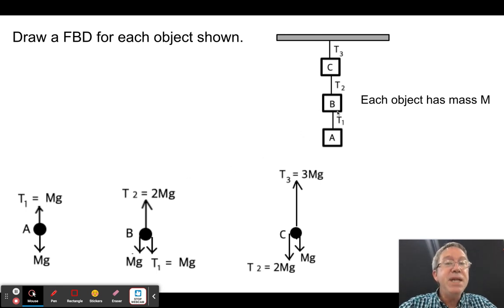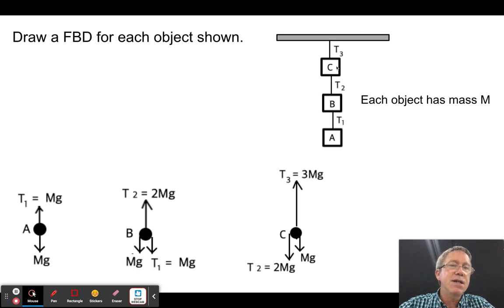Now, let's go to B. B is being pulled down by gravity, and it has a mass of m, so I have mg pulling down on B. But remember, tension force T1 was mg pulling up, so Newton's third law says tension force T1 must also be pulling down with mg. So I'm going to label that one T1. So they're both going this way. When I sum up the two downward forces, I get 2 mg, and it's not accelerating. So T2 pulling upward must be 2 mg.